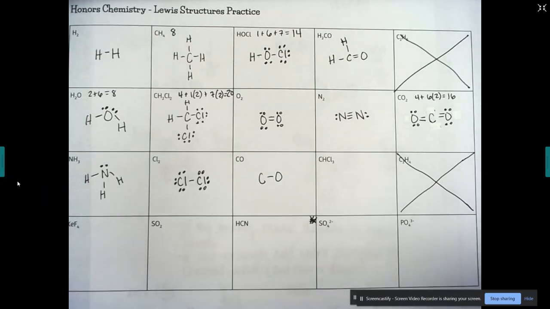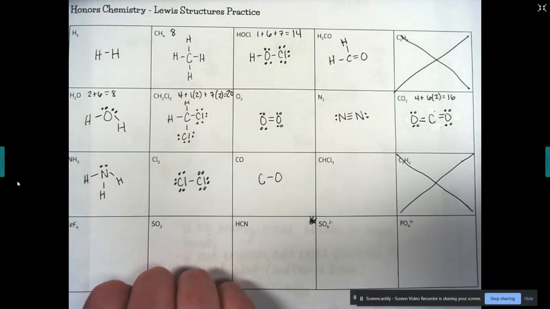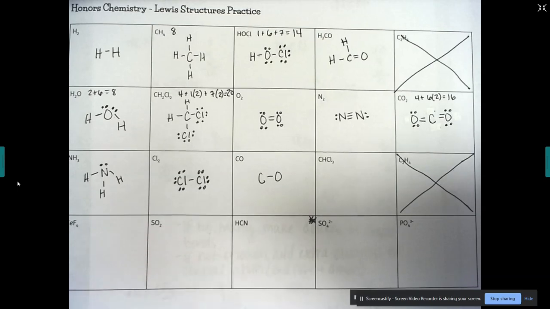That's why you have to add dots so that everything has 8. So everything has it? Mm-hmm. Yeah, because carbon can't have 1, 2, 3, 4, 5, 6 bonds. That's too many, because it can't have more than that.